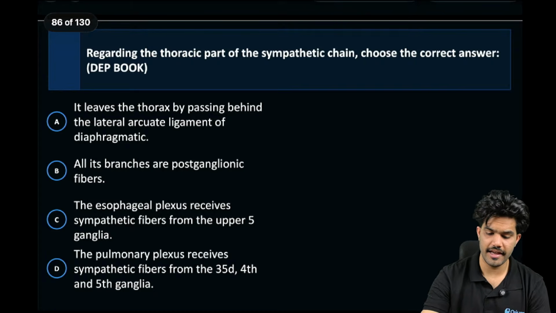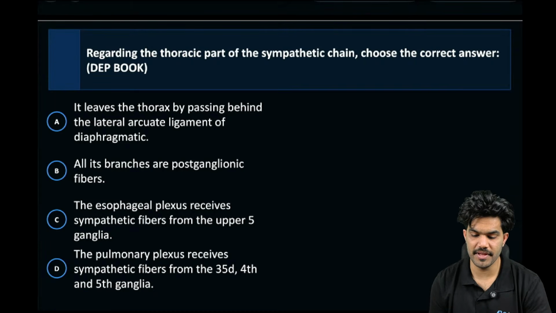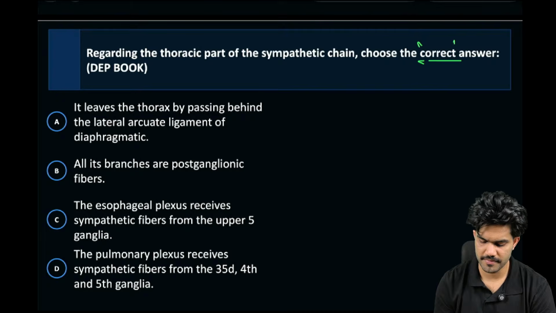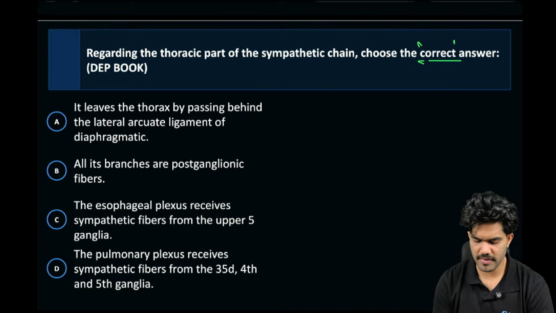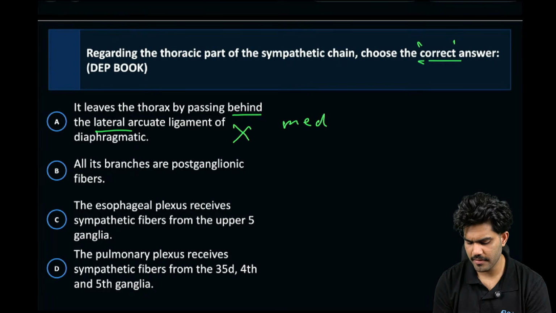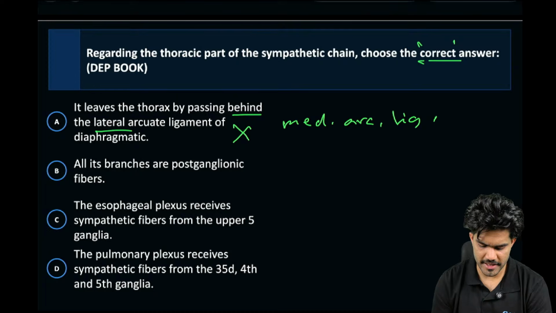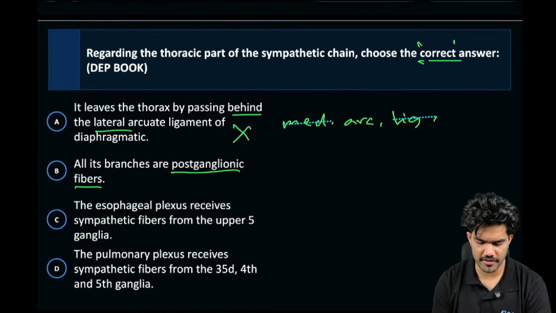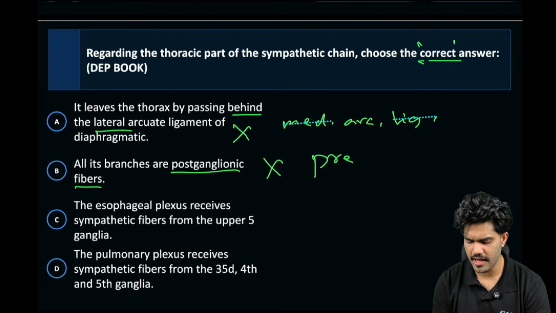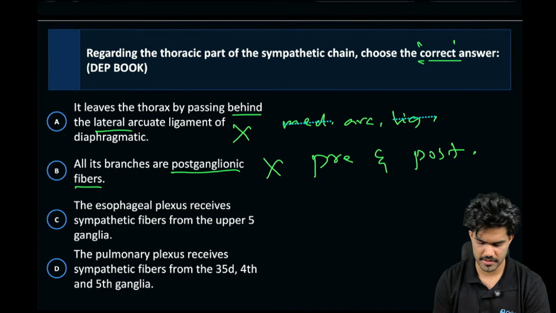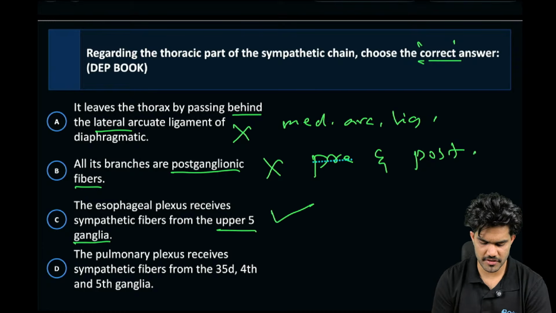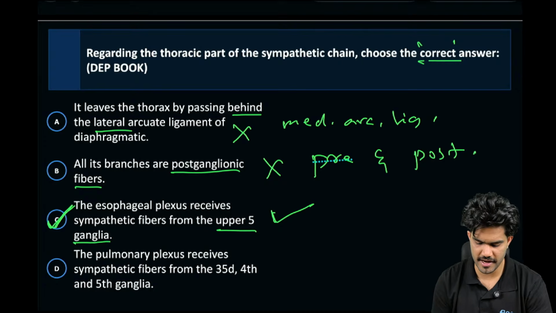Next question. Regarding the thoracic part of the sympathetic chain, choose the correct answer. It leaves the thorax by passing behind the lateral arcuate ligament. No, behind the medial arcuate ligament. All branches are post-ganglionic. No, some branches are pre and some branches are post. The esophageal plexus receives sympathetic fibers from the upper 5 ganglia. See, this question was discussed before. This is the right answer.